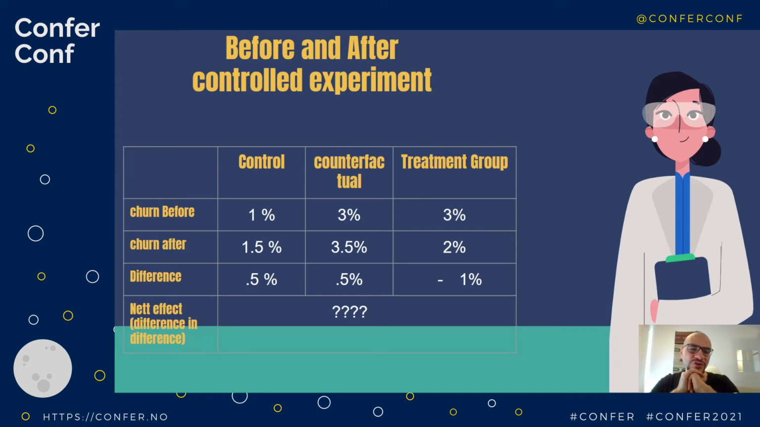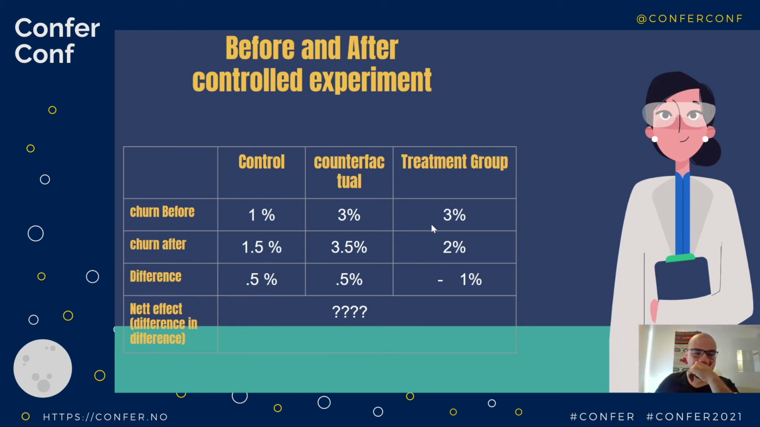So for example, assume we have a control group and a treatment group. The control group has a churn rate of 1% before, and there was no treatment. This control group never took any treatment. But as a time dimension, before applying the treatment, the churn rate was 1%. After the company applied the treatment, so in the post-intervention time, they calculate the churn rate and find that it increased by 0.5%.